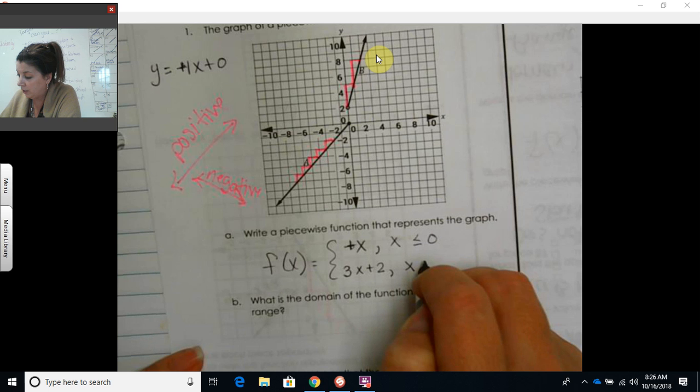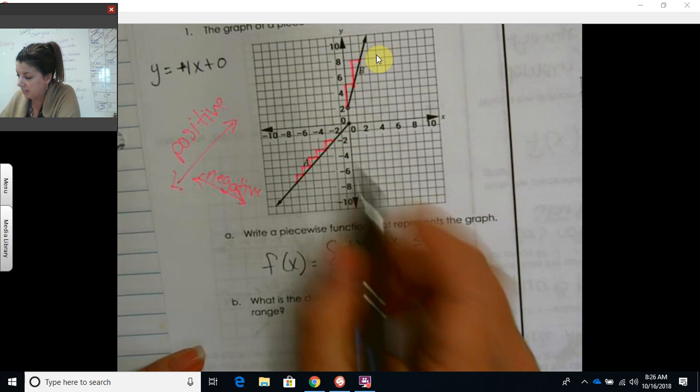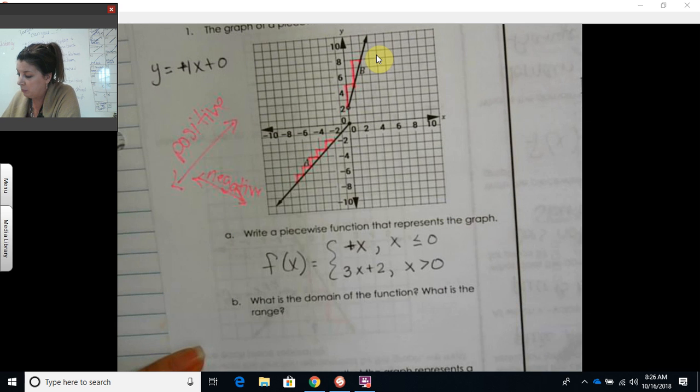greater than 0. You're looking at your x values. It has an x value of 0, right? But 0 is not included, so we don't put the or equal to. Everybody cool with that? Anybody have any questions?